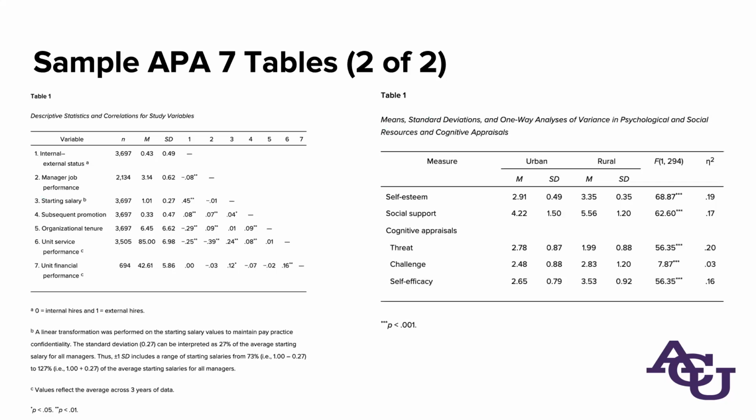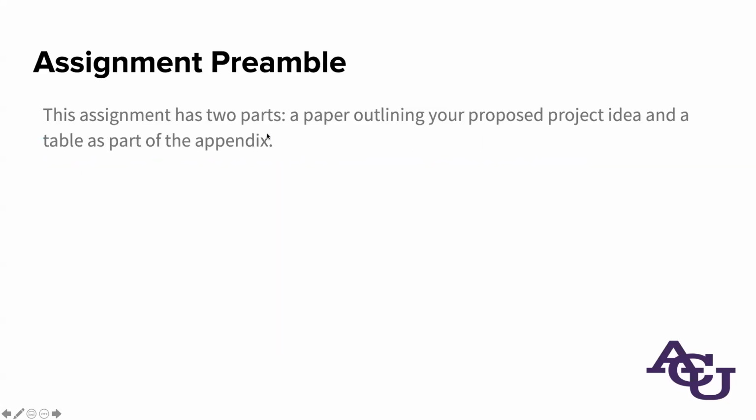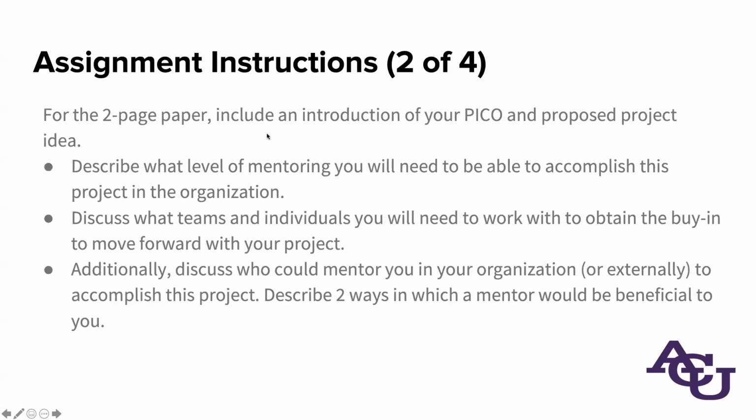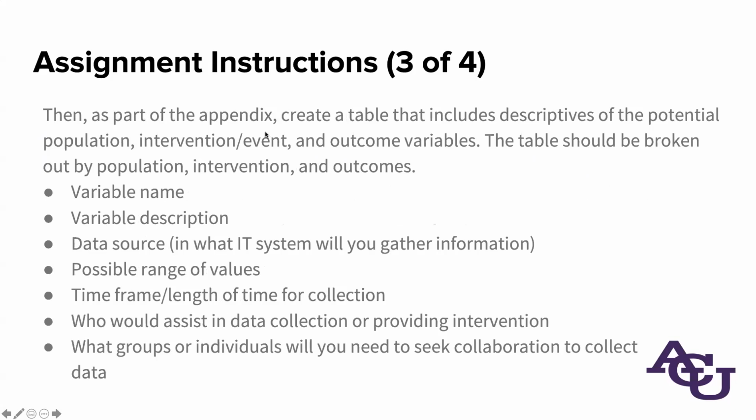So if we look back at this table here on the right, you will see that we do have cognitive appraisals, which is broken out into these 3 categories. That is the sort of breakdown that the instructions are asking you to do. All right, let's see. The table should be broken out by population, intervention, and outcomes. Okay, so 3 sub areas, 3 ways of sorting the variables in the table.